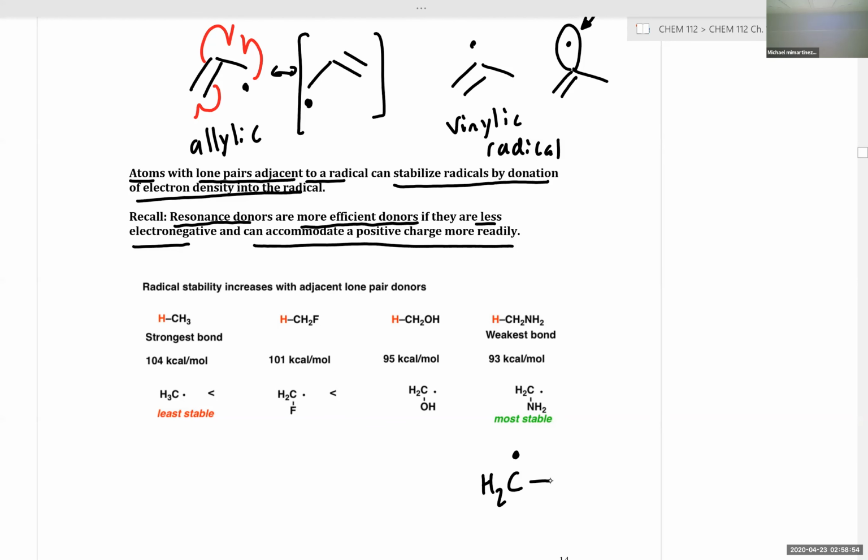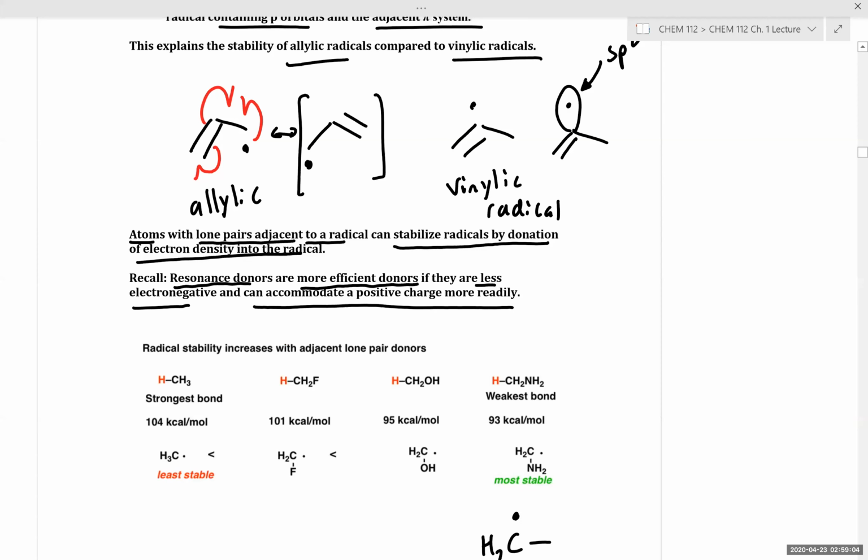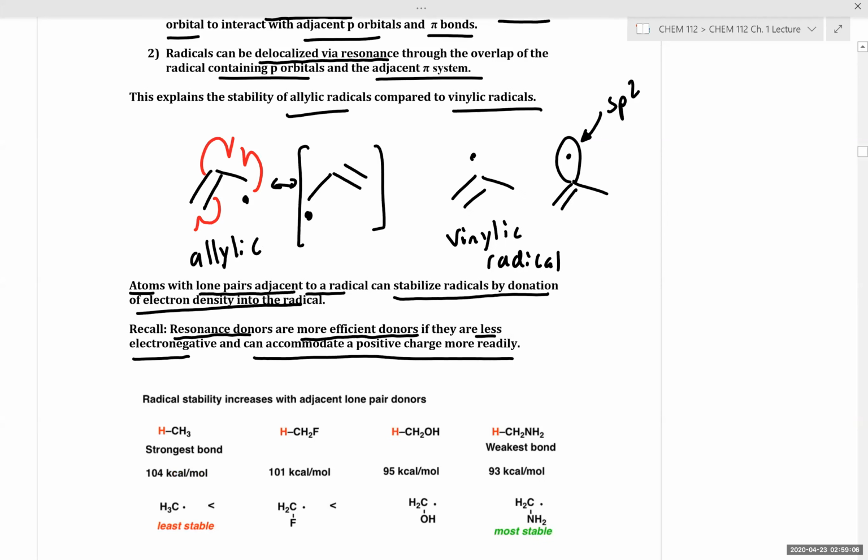Yes, do you have a question? When we were talking about the orbital right above, it's sp2 because the radical itself counts as a group? Yes. Okay. Mm-hmm. Yeah.